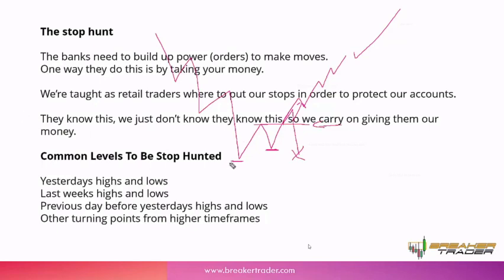The banks know we're putting our stops here. It's obvious. This is what we're taught. This is what everybody does. Okay, so they know that there's a load of orders sitting at these levels, under these lows, and over the top of these highs. And that's because that's the logical thing to do. We're taught to set a stop loss, a physical line in the sand that will protect our account if price goes the wrong way, i.e. if we're wrong on our trade. Okay.